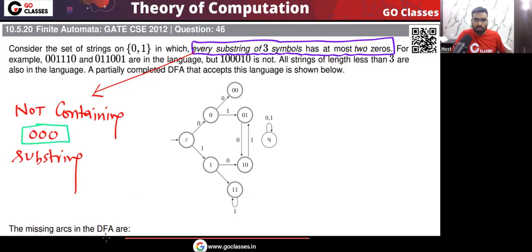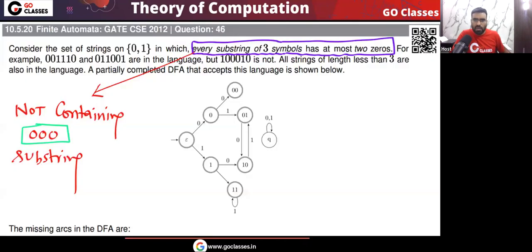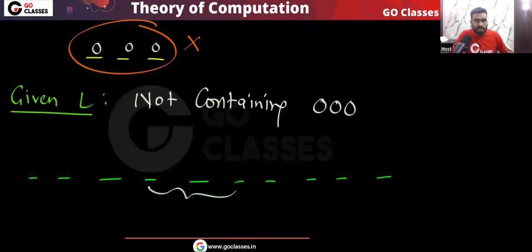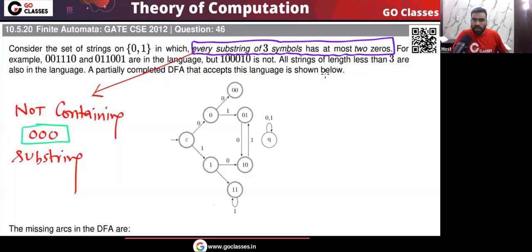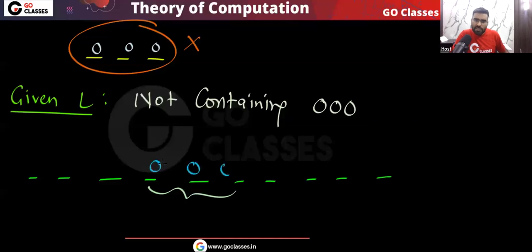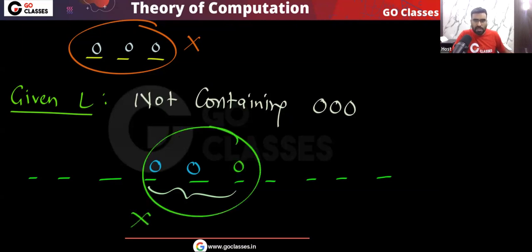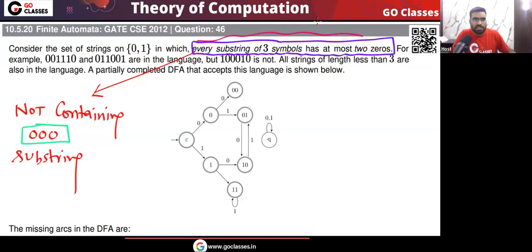This is the point, because the question is saying that if you take any three consecutive symbols of your string, any 3-bit substring, then we should have at most two zeros. What does it mean? It means triple zero is not allowed. Is this point clear? So this fancy line in the question simply means not containing triple zero substring.